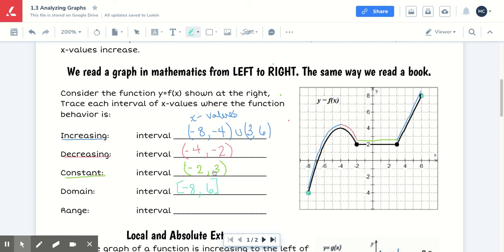For the range, we read the graph again from bottom to top. And we're just going to list all of the possible y values. So that would be -4 to +8. And again, the symbols that we use on either end are dependent upon the dots that are on the end of our graph here. And since they are solid on both ends, both the bottommost and the topmost, it's going to be brackets on both sides.